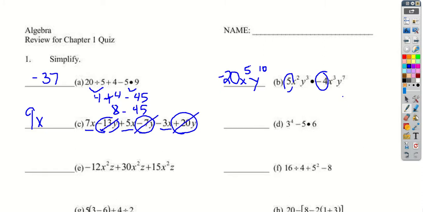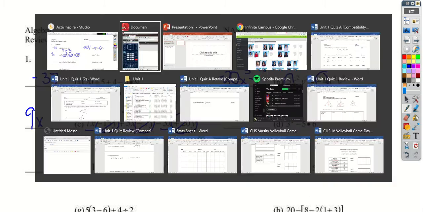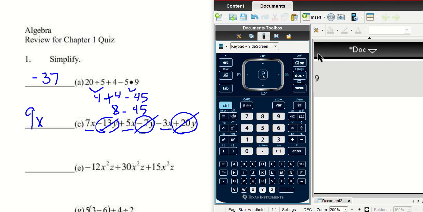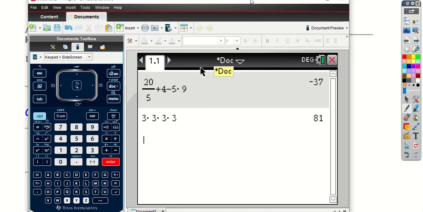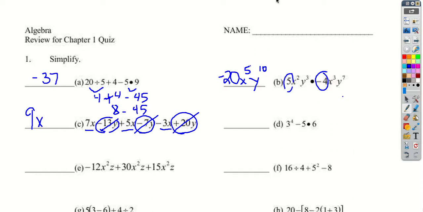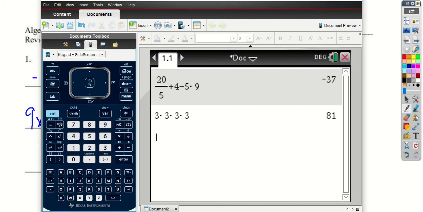All right. Order of operations, powers first, so exponents, PEMDAS, right? So 3 to the 4th is 3 times 3 times 3 times 3, so 4 3s, and then it's 81. You can always use your calculator if you need to. So this is 81 minus, and then we do 5 times 6 next, which is 30, and 81 minus 30 is 51.